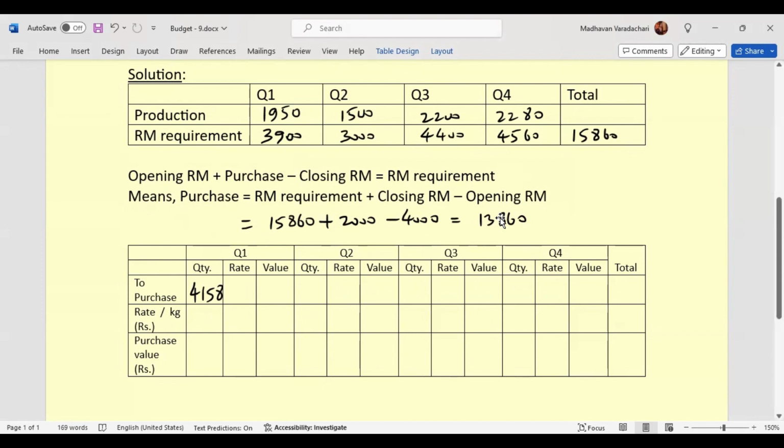Then for quarter 2, 13860 into 50%. It works out to 6930. Then quarter 3, it is given in the question as 20%. So 13860 into 0.2, that is 2772. Quarter 4, nothing.